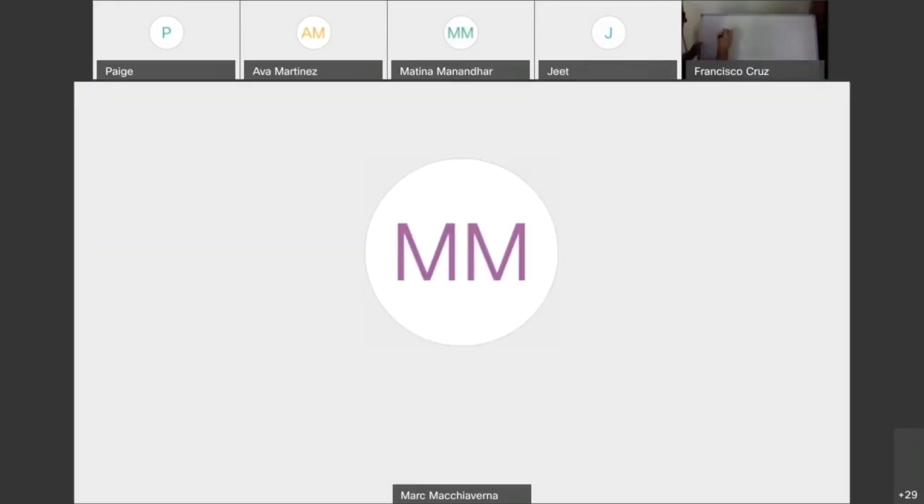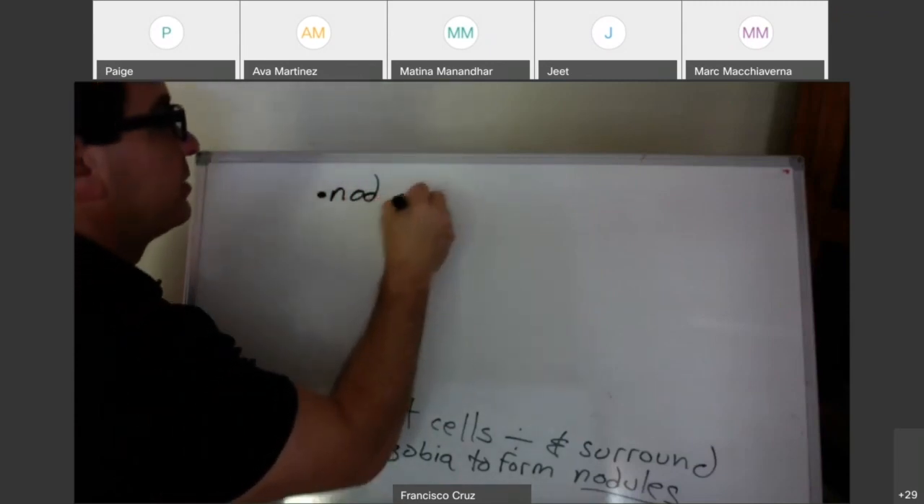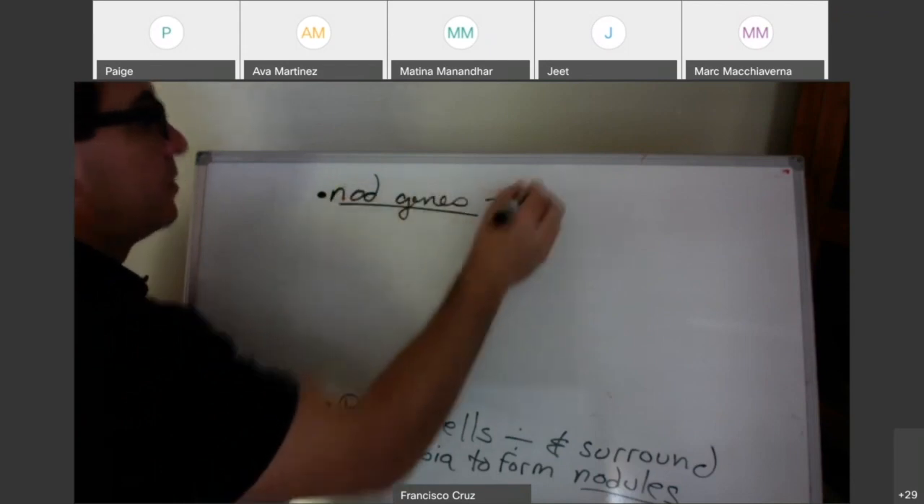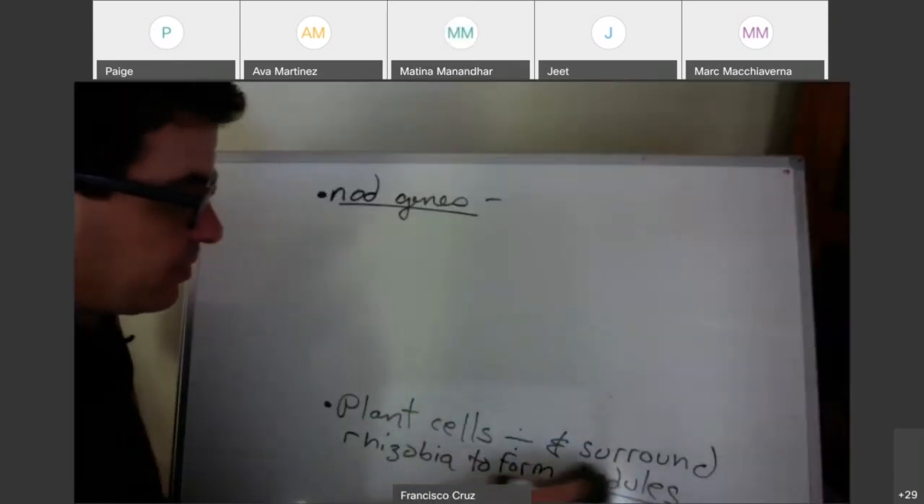Just out of curiosity, are the plant cells dividing and going around the rhizobia as a form of their own stimulation, or is that the rhizobia stimulating the nodules? I don't know if that made sense. Let me, let's put this next thing up here. Okay, and maybe it'll make more sense. What does that last line say? Plant cells divide and surround rhizobia to form nodules.